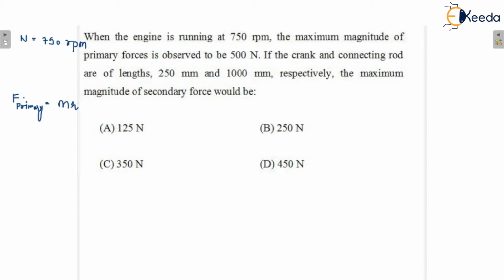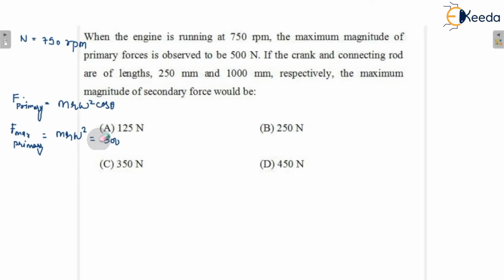Primary force is mr omega square cos theta. What does it want to say about the maximum magnitude? Maximum means m is constant, r is constant, omega is constant, so there is only cos theta which can vary. So the maximum value of cos theta is equal to 1, that means theta would be equal to 0. So F maximum primary would be equal to mr omega square, okay, and the value of that is given as 500 newton.